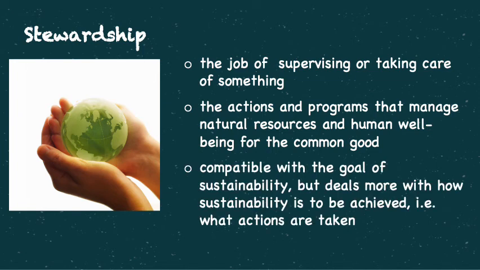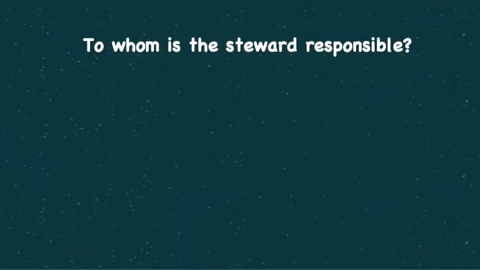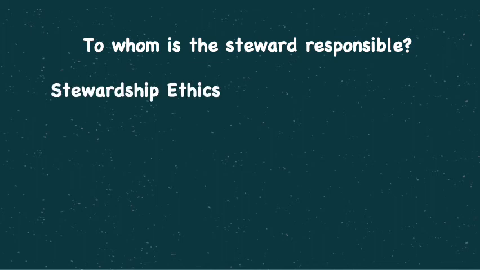Now, stewardship is compatible with the goal of sustainability, but it is different from it because stewardship deals more directly with how sustainability is to be achieved. So it refers to what actions are to be taken and what values and ethical considerations are behind those actions. Now, because a steward is someone who cares for the natural world on behalf of others, we might ask this question: to whom is the steward responsible? Many would probably answer that the steward is responsible to present and future generations of people who depend on the natural world as their life support system. Now, while you may have a different answer, our responses to that question depend primarily on our stewardship ethics.